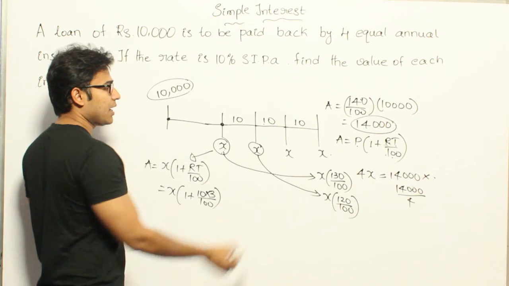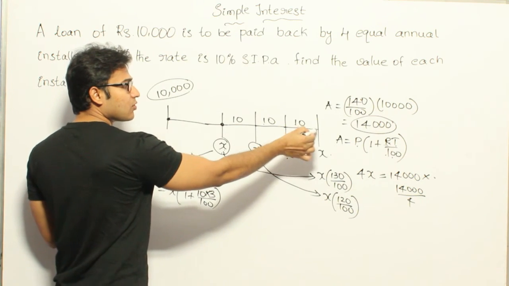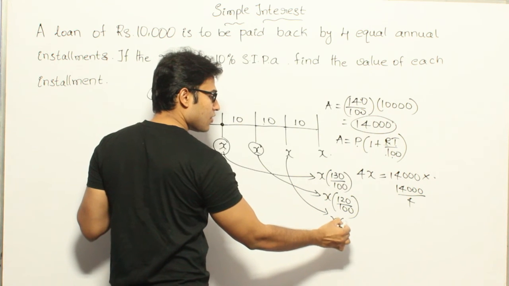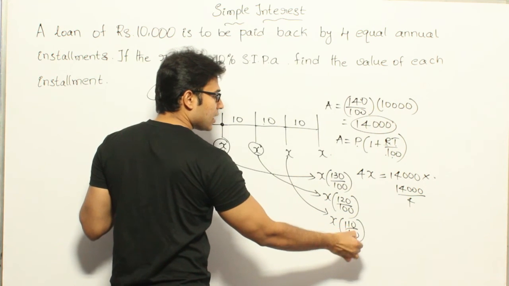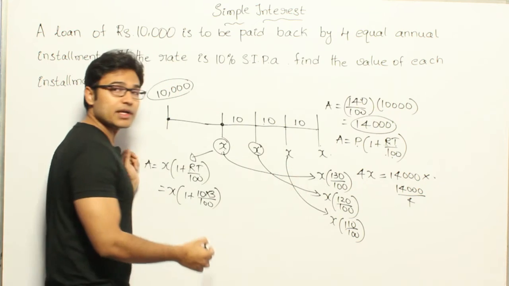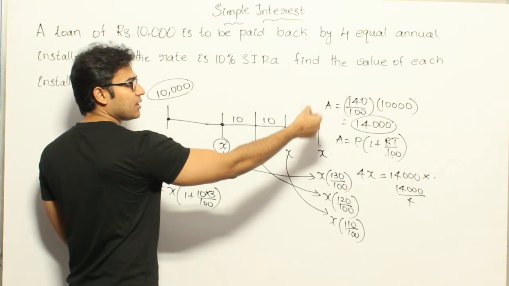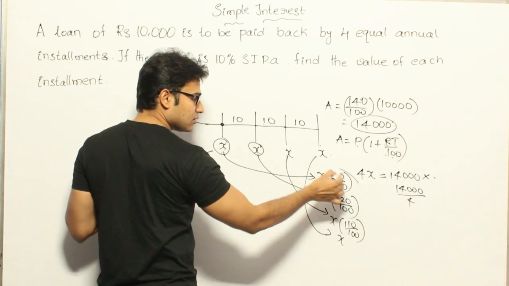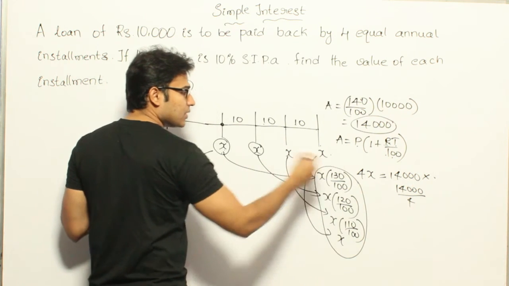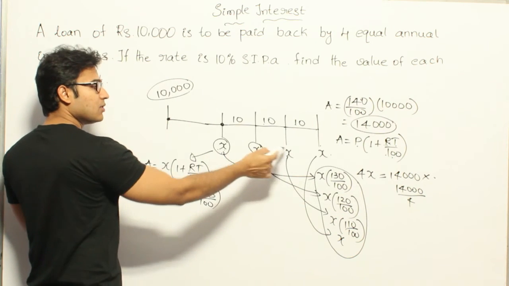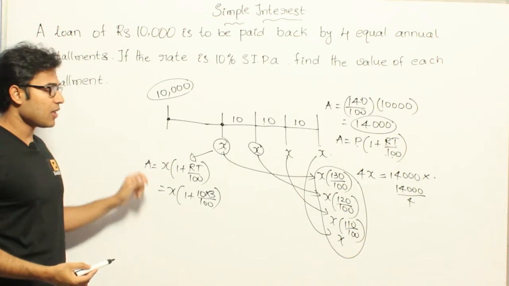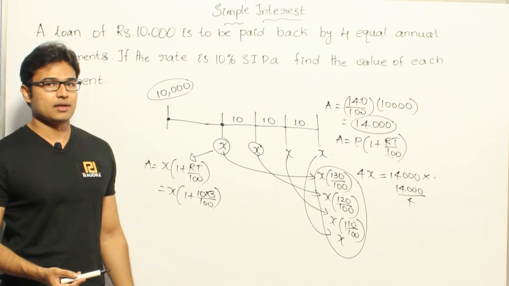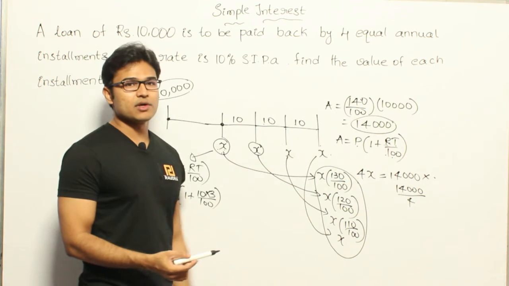Same way, right? And what about this one? This one is going to grow by 10%, right? Therefore, this value will become X into 110 by 100. And what about this value, the last installment X? You are not letting it grow by any time, therefore it is going to be the same, right? So this is the total amount that it will account to, even though you are paying only X. Got it? Now this total amount should be equal to 14,000, right? Therefore you have to add them all up and equate it to 14,000.